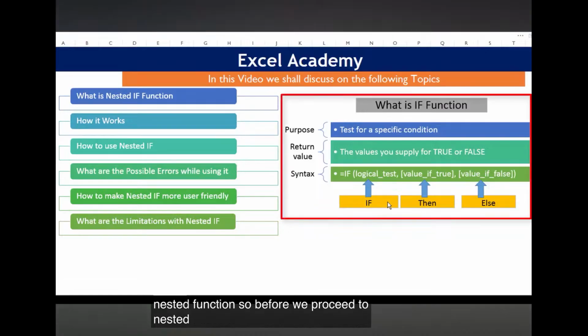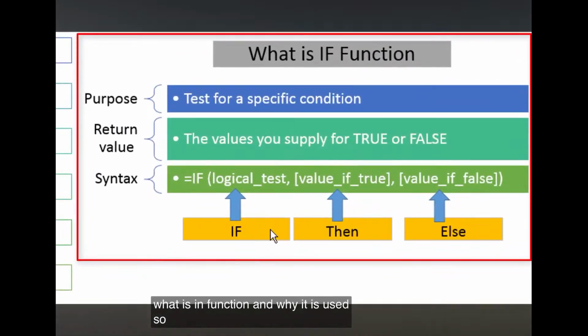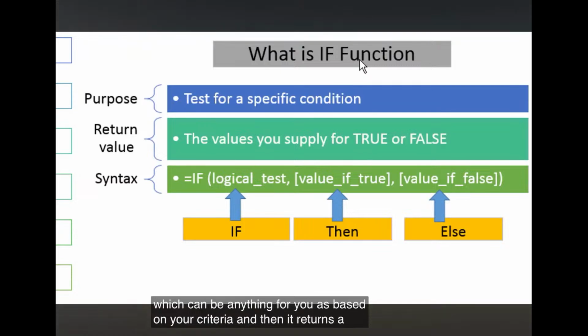So before we proceed to nested if function, let us recall what is if function and why it is used. What is if function? If function is used to test for a specific condition, which can be anything for you, based on your criteria, and then it returns a value based on the authenticity, or you can say that if your condition is true or your condition is false, then what output do you want.